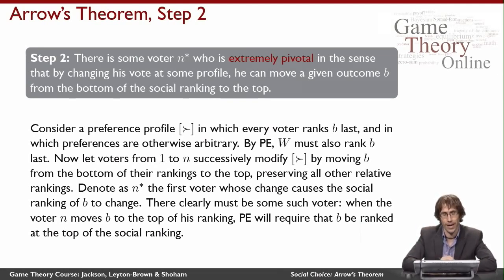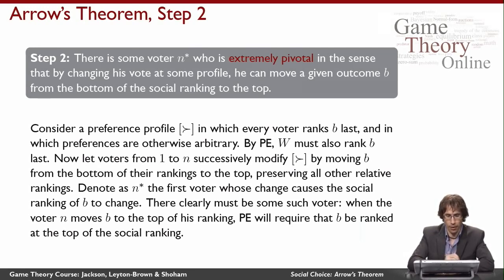This is the crucial step now. I want to claim that there exists some special voter, and I'm going to call him N star, who is extremely pivotal in the following sense. He's able to change his vote at some preference profile. There exists a preference profile where if he changes his vote, he can move a given outcome B from being at the very bottom of the social ranking to the very top. So there exists at least some circumstance in which some person is able to make a really big difference to the social choice. He can move B from being the very least preferred thing to the very most preferred thing. Let's see why that would be true.